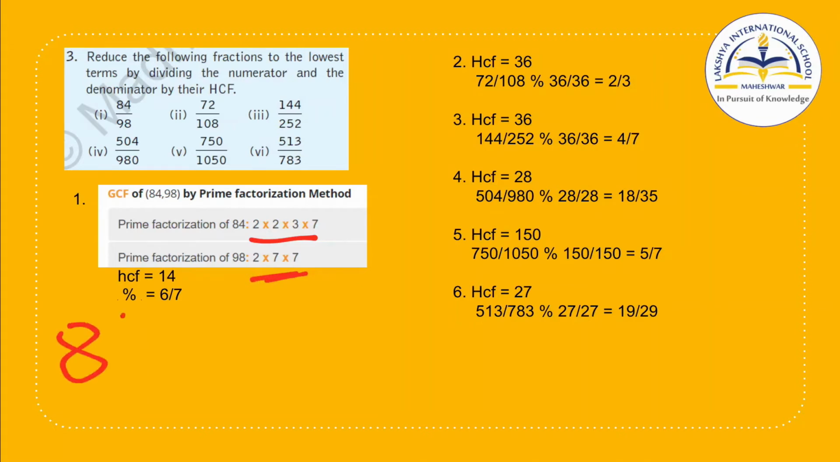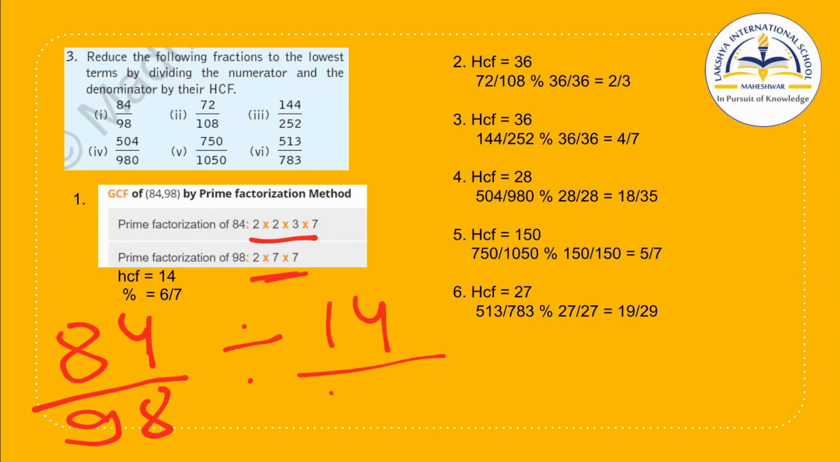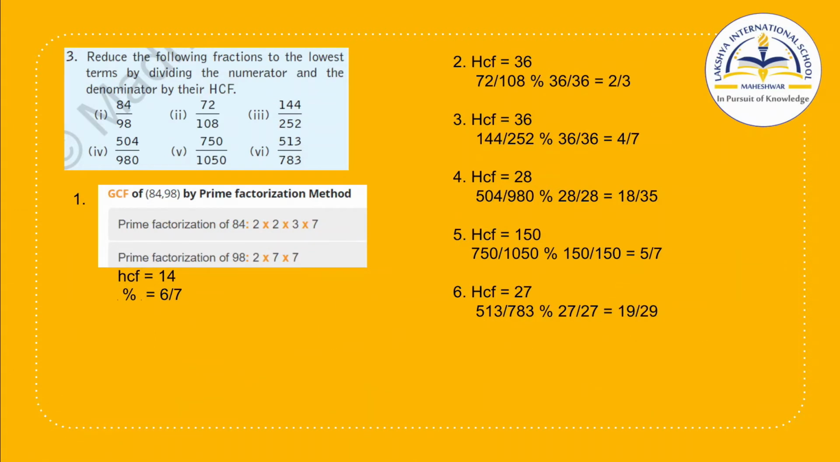Now we have to divide 84 by 14 and 98 by 14. So when we divide 84 by 14 and 98 by 14, we will get our answer 6 by 7. So this is our answer. In this way you have to solve second, third, fourth, fifth, sixth question.